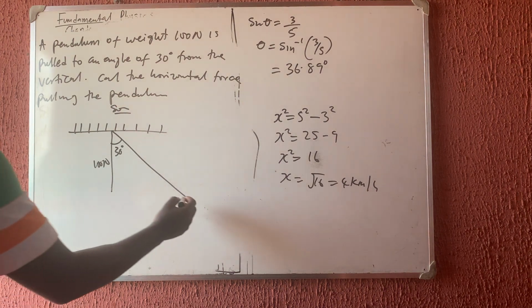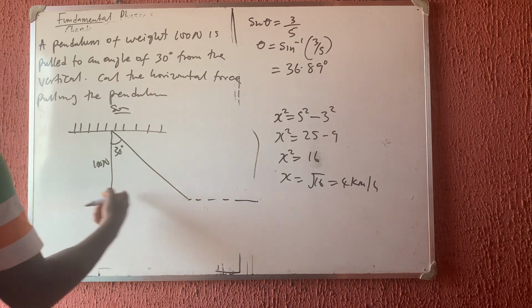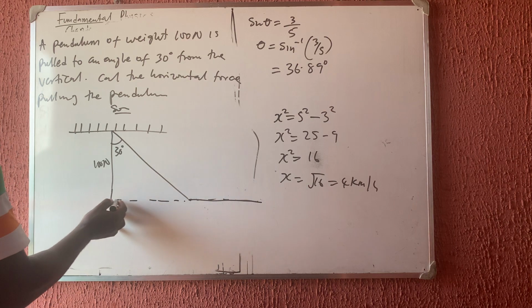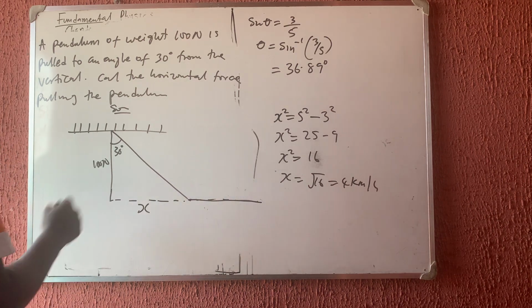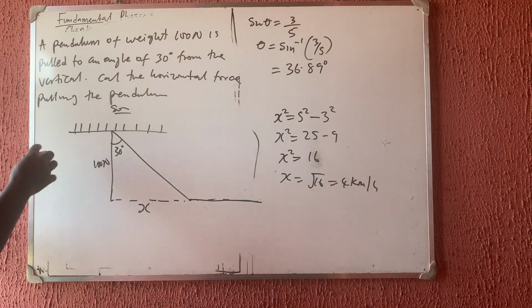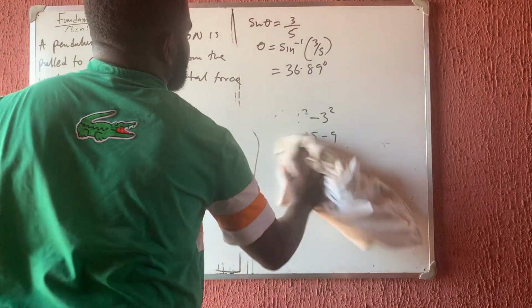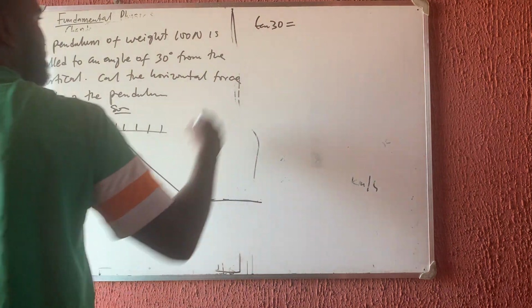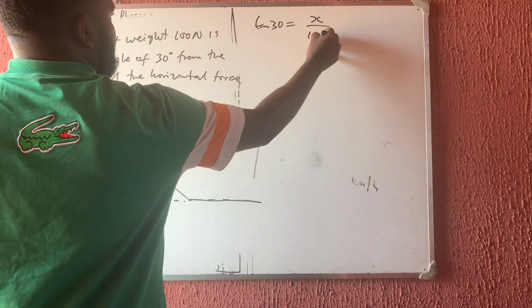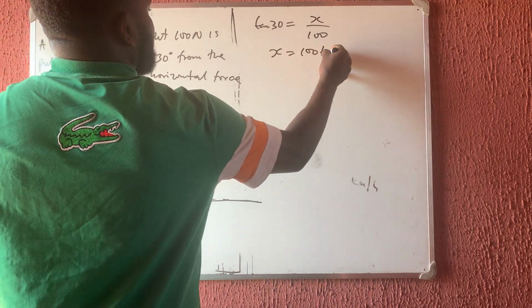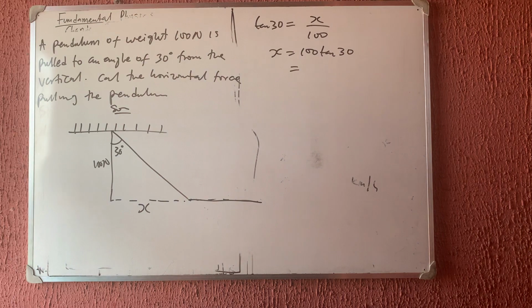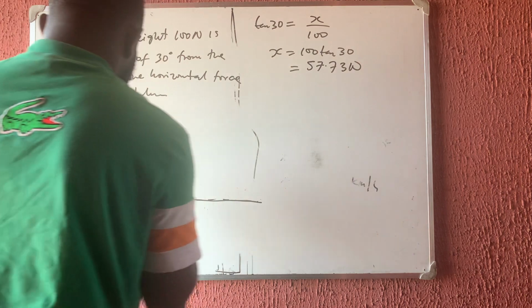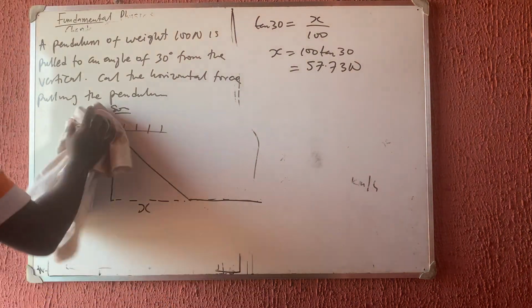All right. Then they say we should calculate the horizontal force. This horizontal force is the same thing as coming to this side. This is the force we have to calculate. So if you trace it to this side, you have here x. This is what we want to calculate. This is opposite over adjacent, so I'm going to use tan. So tan 30 is equal to opposite x over adjacent 100. So my x will now be 100 tan 30, which will give you 57.73 Newton. Very, very simple. We move to the next question.